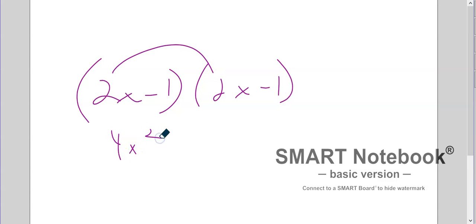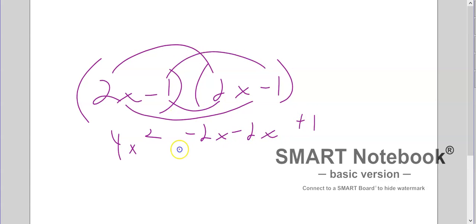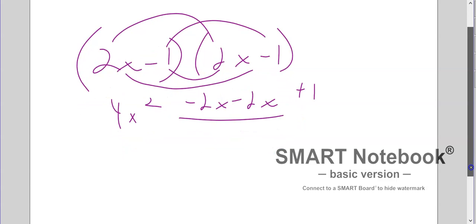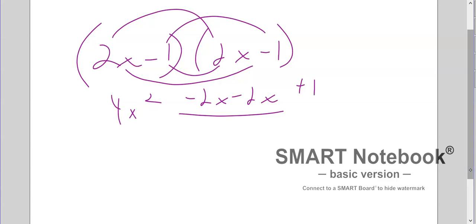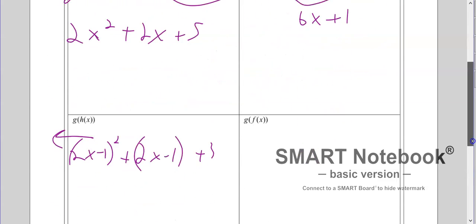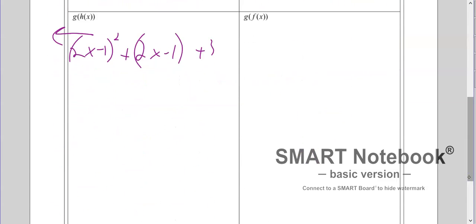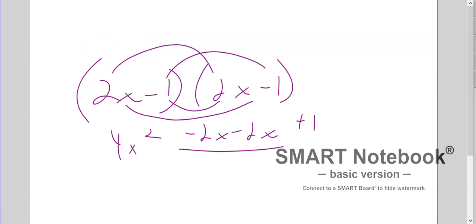4x squared minus 2x plus 1. Notice that these are the same, right? So you just join like terms and you're done. The shortcut is very easy. You square the first term, 4x squared. You multiply these and double it. Minus 2x doubled is minus 4x, which is what we would have had right here, minus 4x.